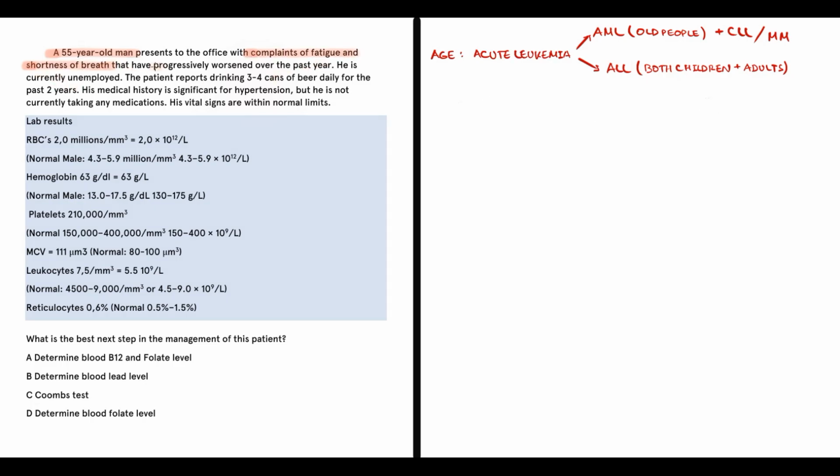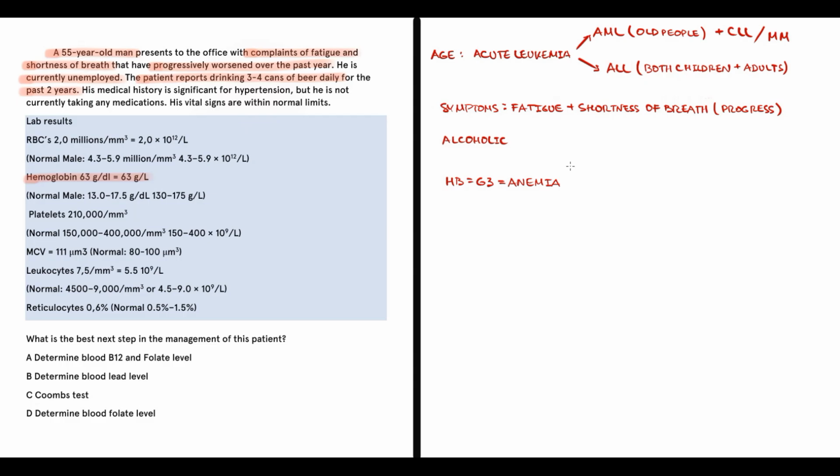His major complaints were fatigue and shortness of breath that have progressively worsened over the past year. Also, from anamnesis, we see that he is alcoholic. In the blood analysis, the first value we are looking at is hemoglobin. Hemoglobin is 63, which is low. And a low hemoglobin level we call anemia. Anemia explains his complaints of fatigue and shortness of breath.